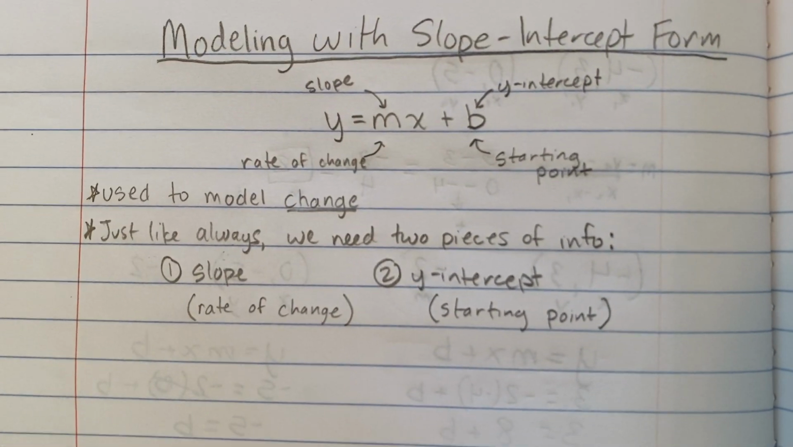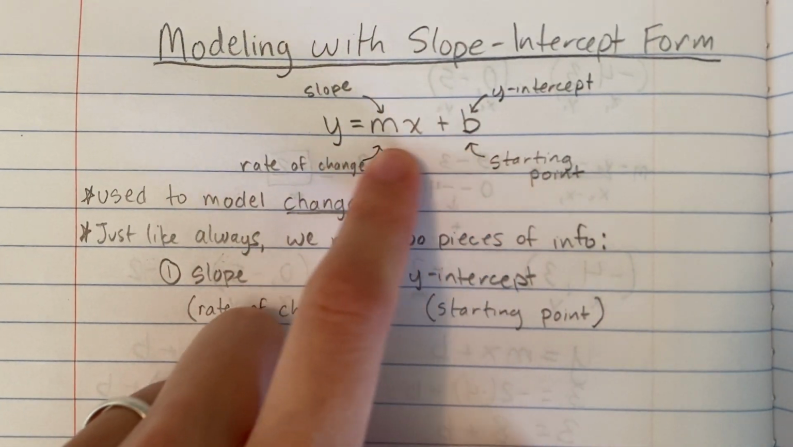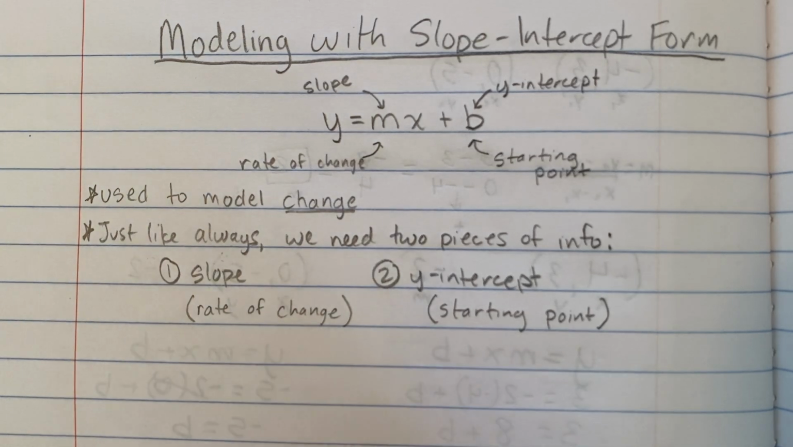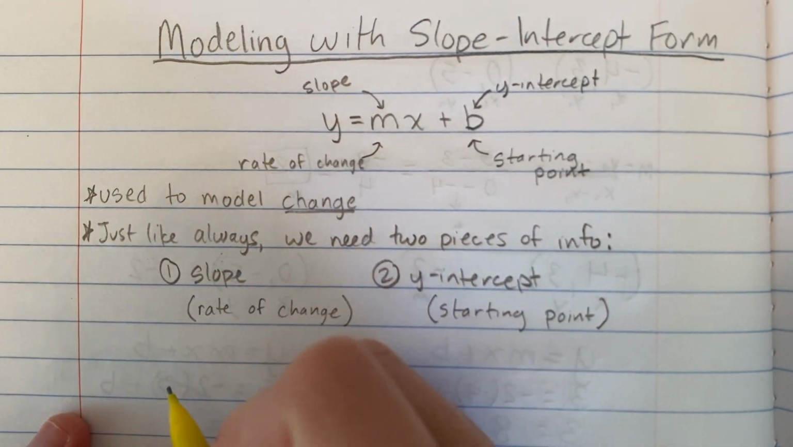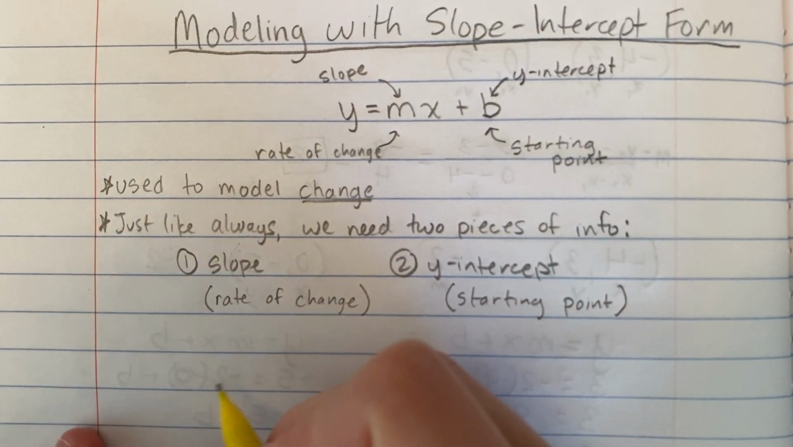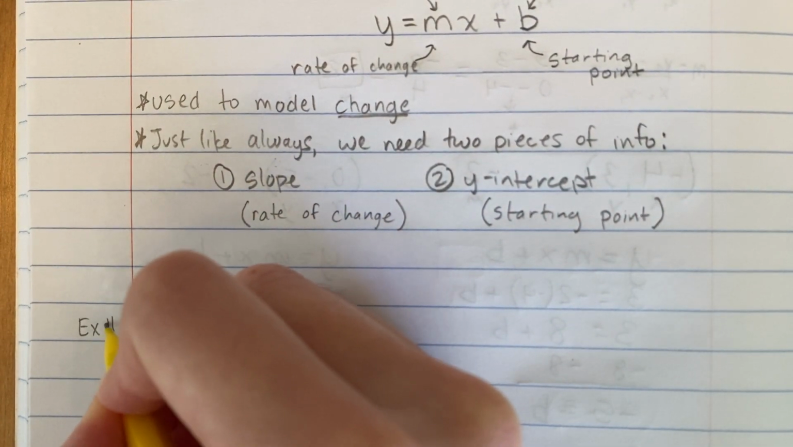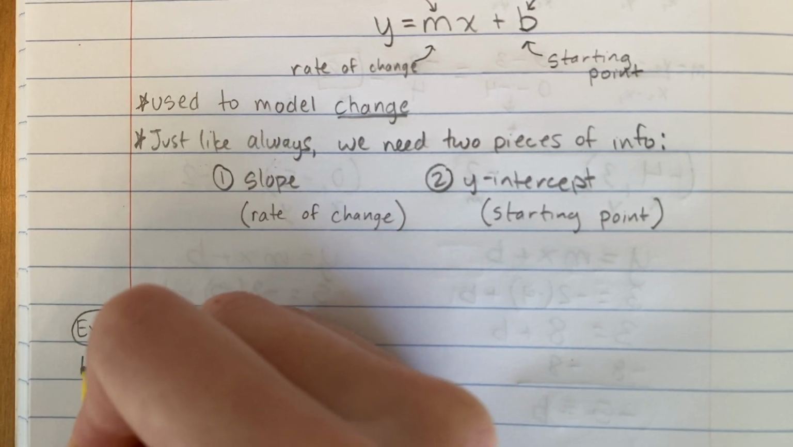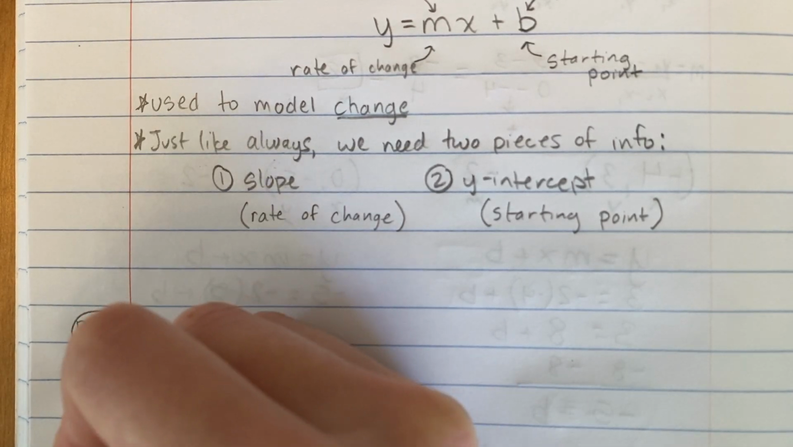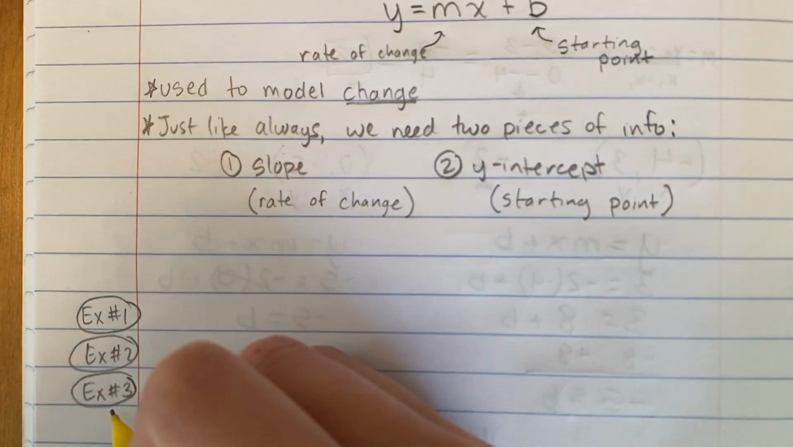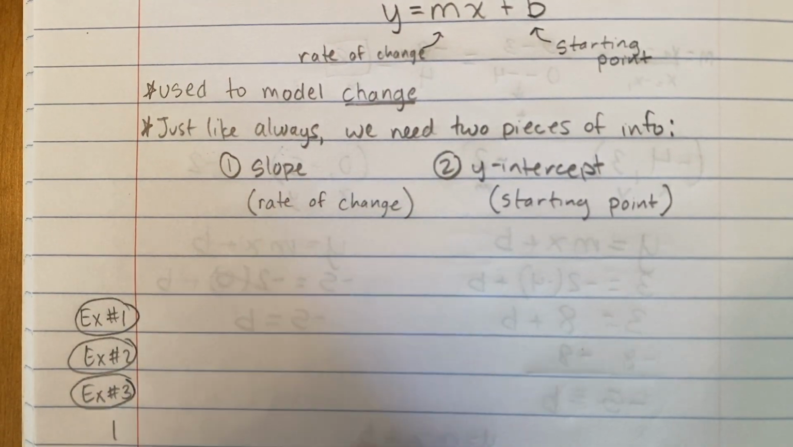So we're still going to be writing equations in slope-intercept form. We're still looking for two things, the slope and the y-intercept. And you're going to see it's not too different in some ways than what we've been doing. I'm going to do example number 1, example number 2, and example number 3. And then you're going to do 3 practice problems as well.